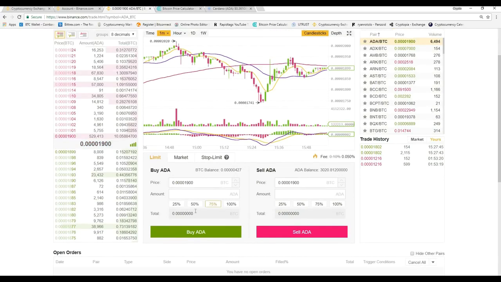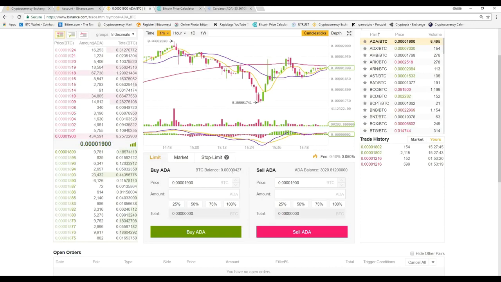Down here is where you're actually going to buy your cryptocurrencies. So it says buy ADA, we're buying Cardano. Bitcoin balance shows how much Bitcoin I actually have in my wallet to purchase Cardano. As you can see, I don't have any Bitcoin in my wallet because I have all my holdings in other alternative coins right now, but that's where your balance would be shown. So right down here, this is where you're going to buy Cardano.